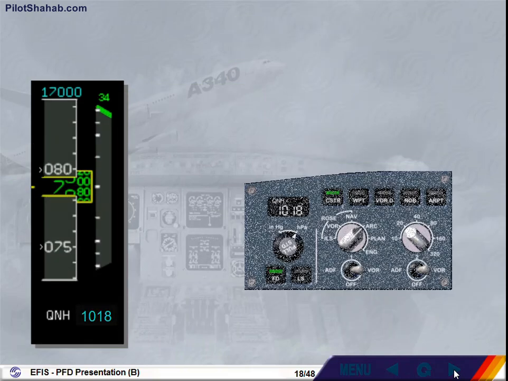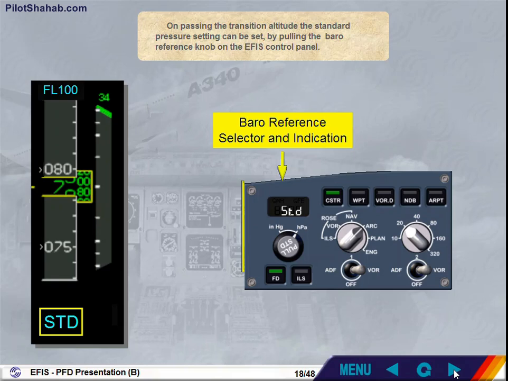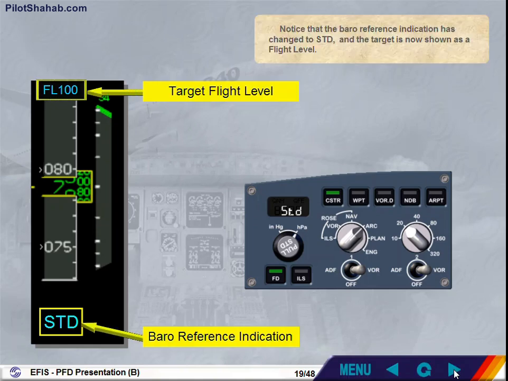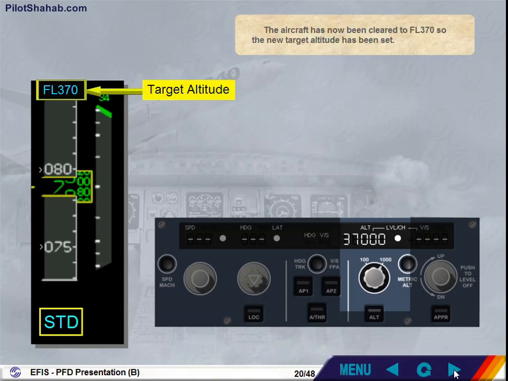On passing the transition altitude, the standard pressure setting can be set by pulling the baro reference knob on the EFIS control panel. Notice that the baro reference indication has changed to standard, and the target is now shown as a flight level. The aircraft has now been cleared to flight level 370, so the new target altitude has been set.